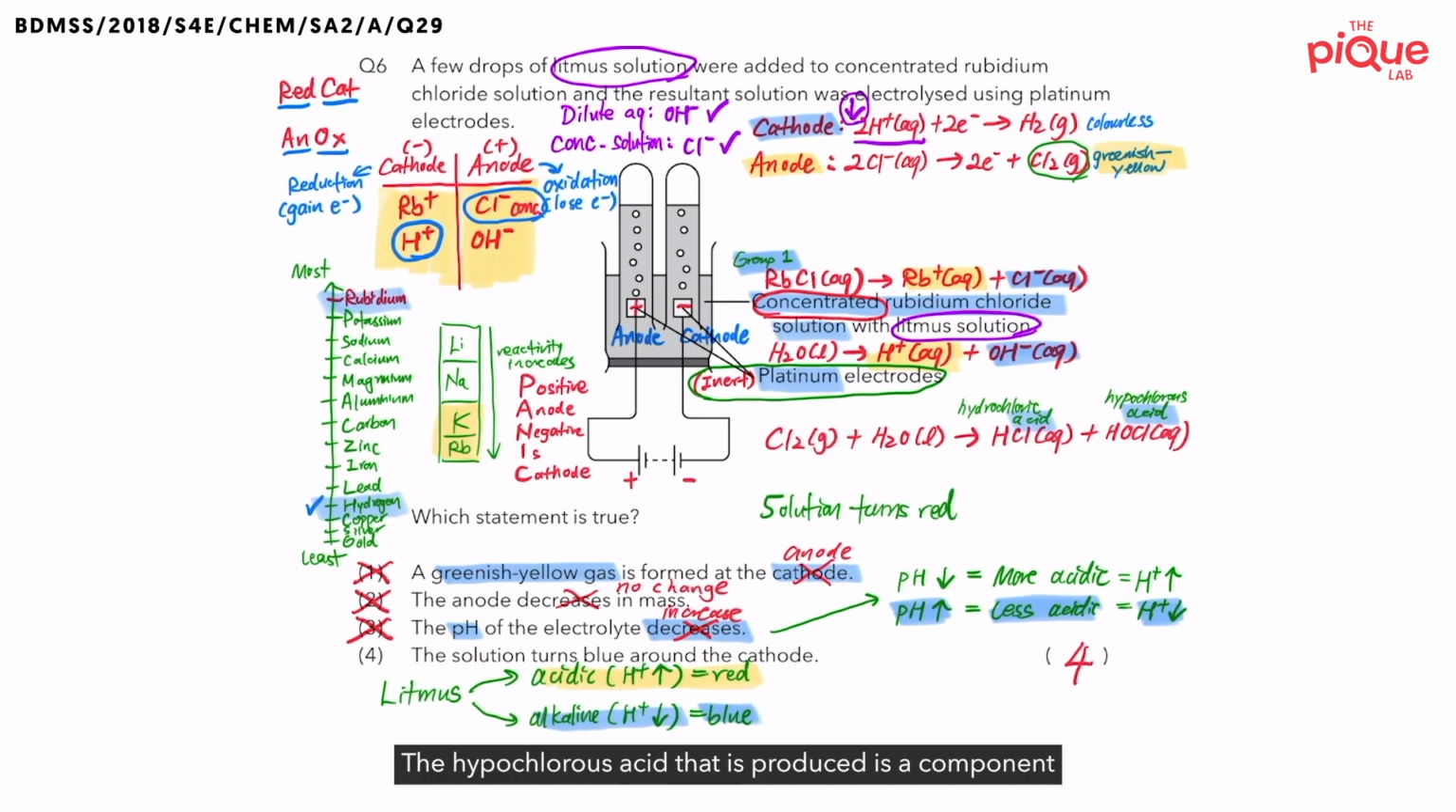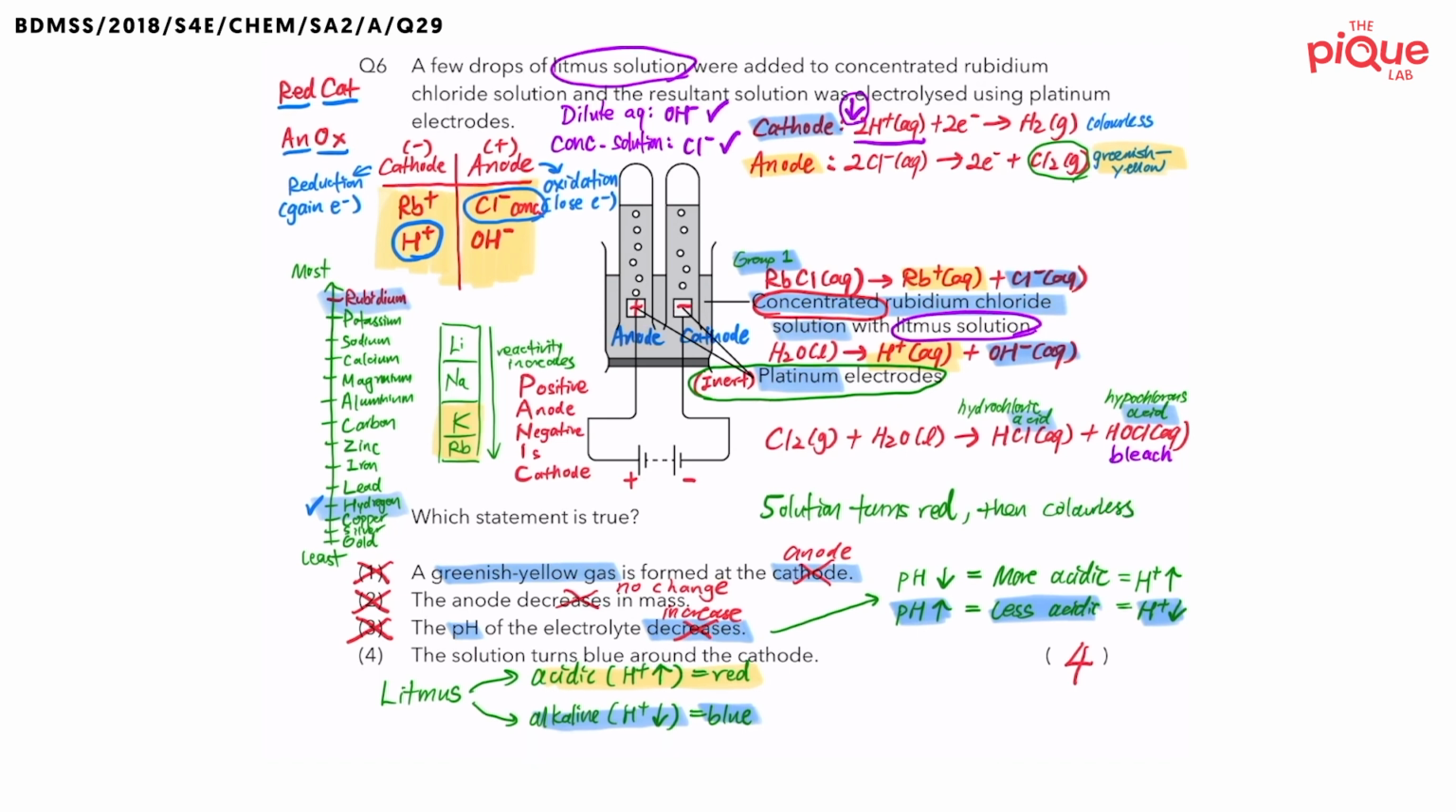The hypochlorous acid that is produced is a component of bleach. So, what will happen is that after this solution turns red, it will be bleached into a colorless solution. Quite an interesting color change, isn't it?